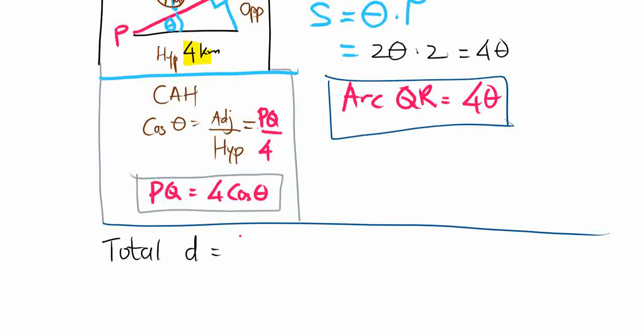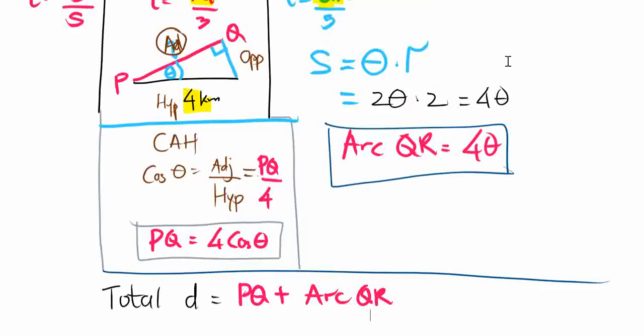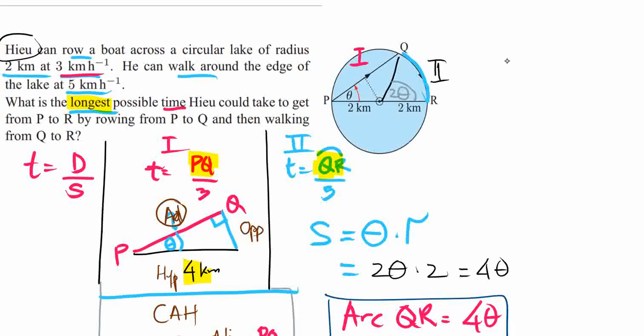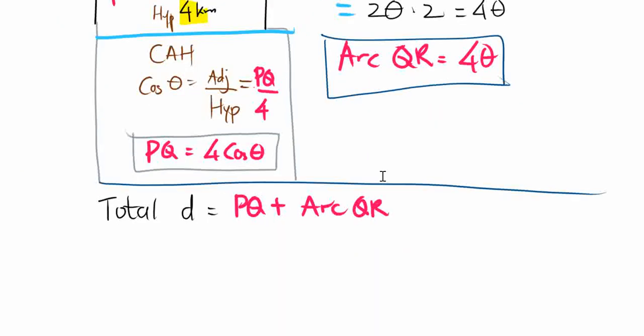Total distance is equal to PQ and the arc QR. So PQ and the arc QR, and then Hieu will reach this destination from P to R. So let's add it up. We have 4 cosine theta plus the arc QR, which is 4 theta.